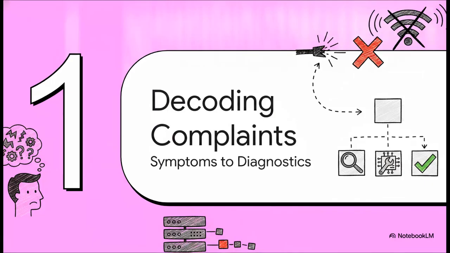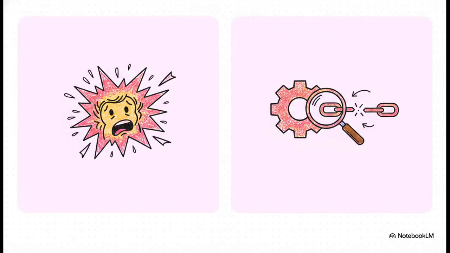So, let's kick things off with Section 1, decoding the customer complaint, or translating those wild symptoms into actual diagnostics. Now, what's really interesting about this slide is it highlights a fundamental conflict in IT support. There is this massive gap between what the panicked customer sees and what you, the technician, actually need to know to fix the thing. When a client calls you, they aren't telling you where the fault is, right? They're just describing their pain.